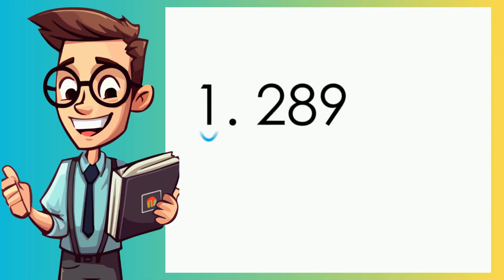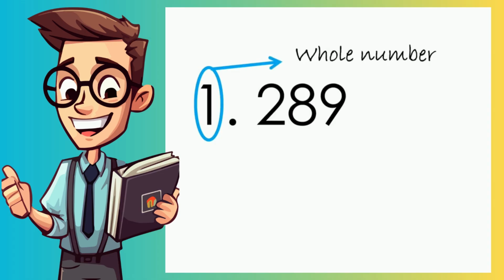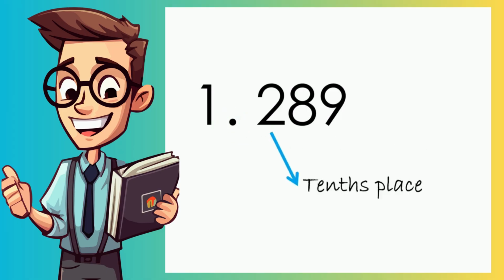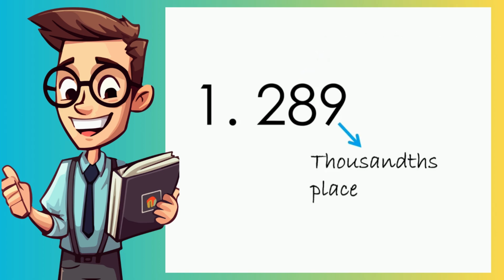Here's an example. This part is a whole number, and this part is what we call the decimal point. Right after that are already decimals. We call this the tens place, the hundreds place, the thousands place, and so on and so forth.